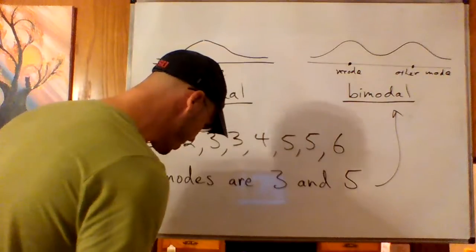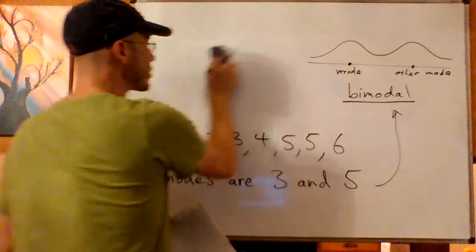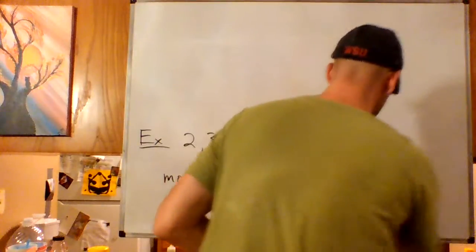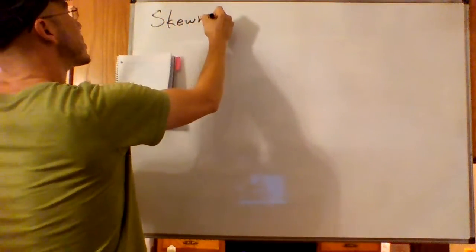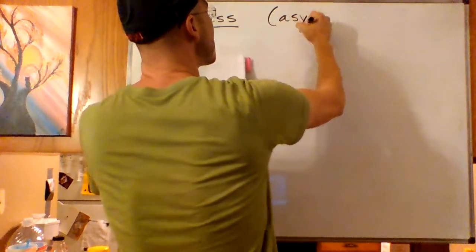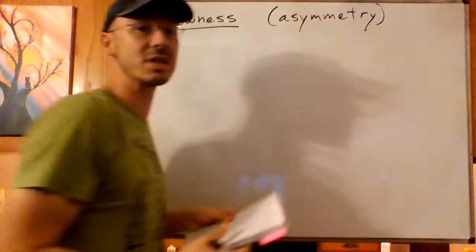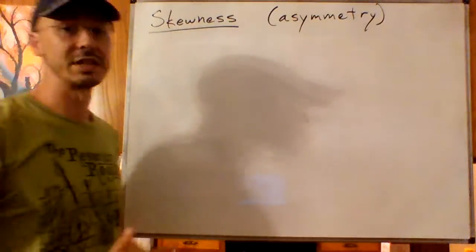All right, let's get back to skewness. And the skewness that we're looking at is, in a sense, skewness is asymmetry. And we're going to see what that means for the data set.